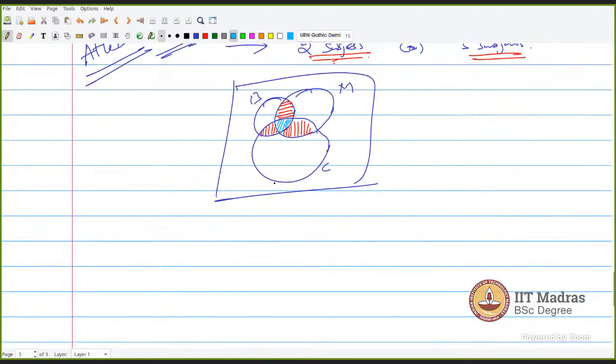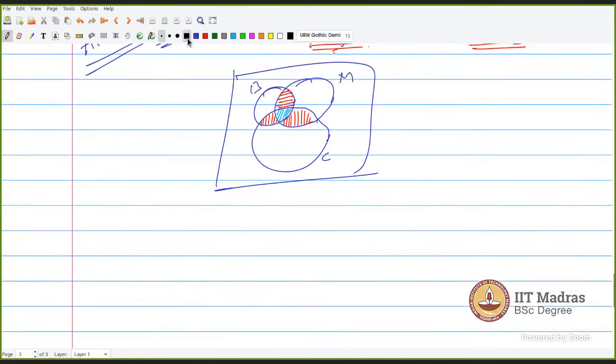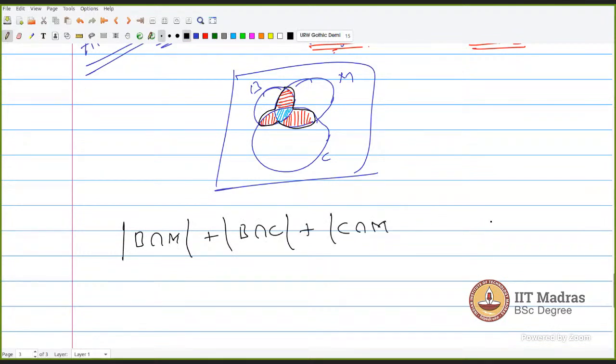So for that, I will get this region, right? This is the region for at least two subjects. Either the student has selected exactly two or the student has selected exactly three. So to get this, what I have to do is B intersection M plus B intersection C plus C intersection M minus 2 times B intersection M intersection C. See, we are subtracting 2 times. Yeah, now I got it. So now I understood.